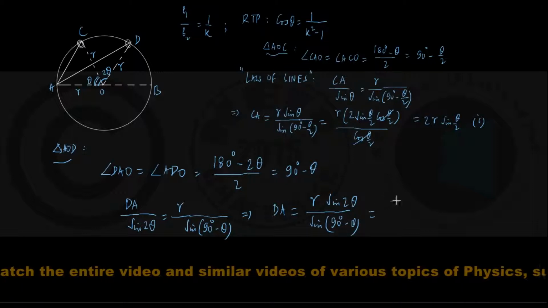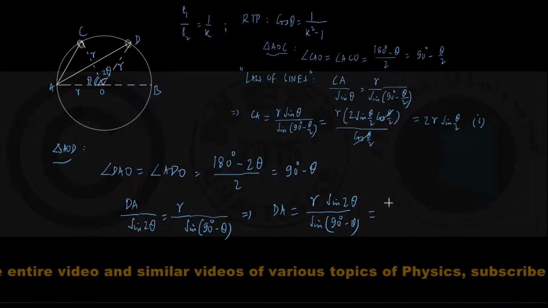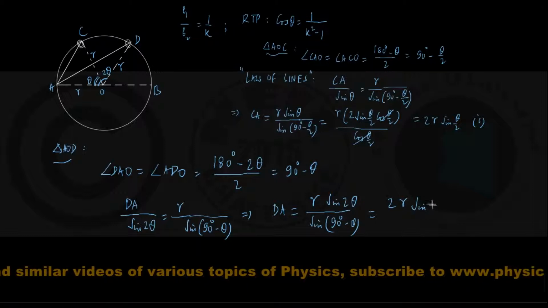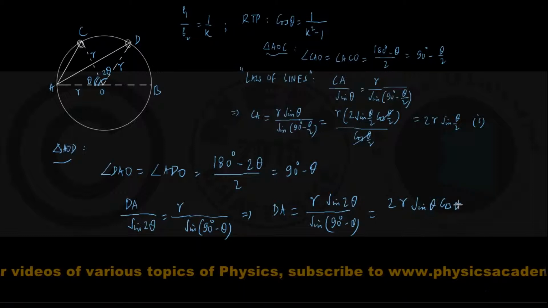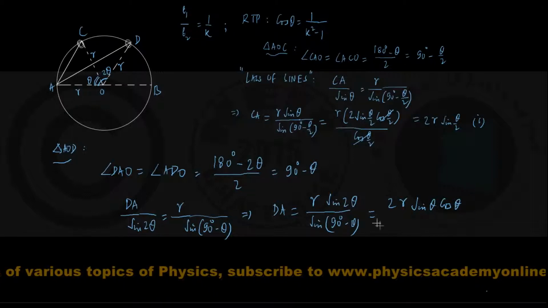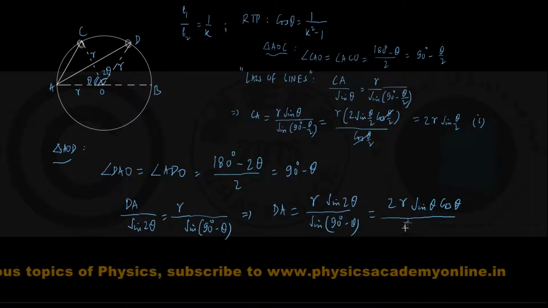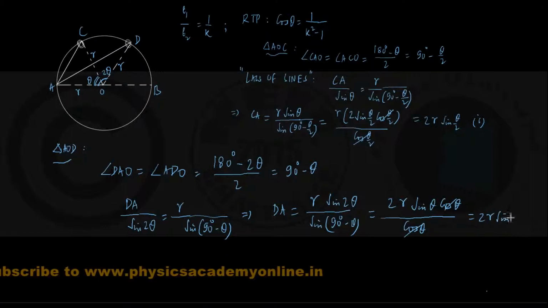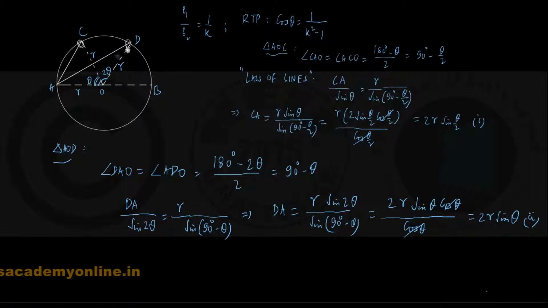But sine 2 theta can be written, using the multiple angles formula, as 2 sine theta cos theta. So the numerator is coming out to be 2r sine theta into cos theta, divided by sine 90 minus theta, which is cos theta. Get rid of cos theta and I am having twice r into sine theta. That is my equation number 2. And remember, this is the length of the chord DA along which the bead might also come down. Both the chords CA and DA are assumed to be frictionless here.